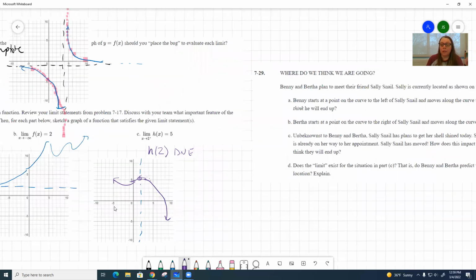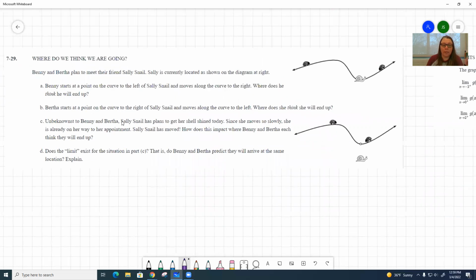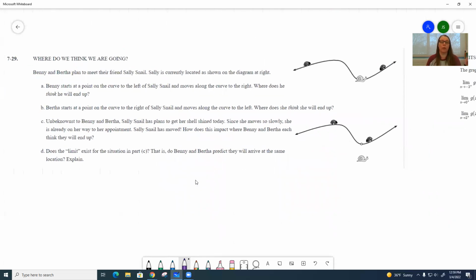All right, so moving on. Talking more about limits, these ones now come from section 7.13. So now we're going to refine our notation a little bit. Benny and Bertha plan to meet their friend Sally Snail, and Sally is currently located as shown on the graph to the right. So here's Sally Snail. Benny starts at a point on the curve to the left of Sally, so here, and moves along the curve to the right.